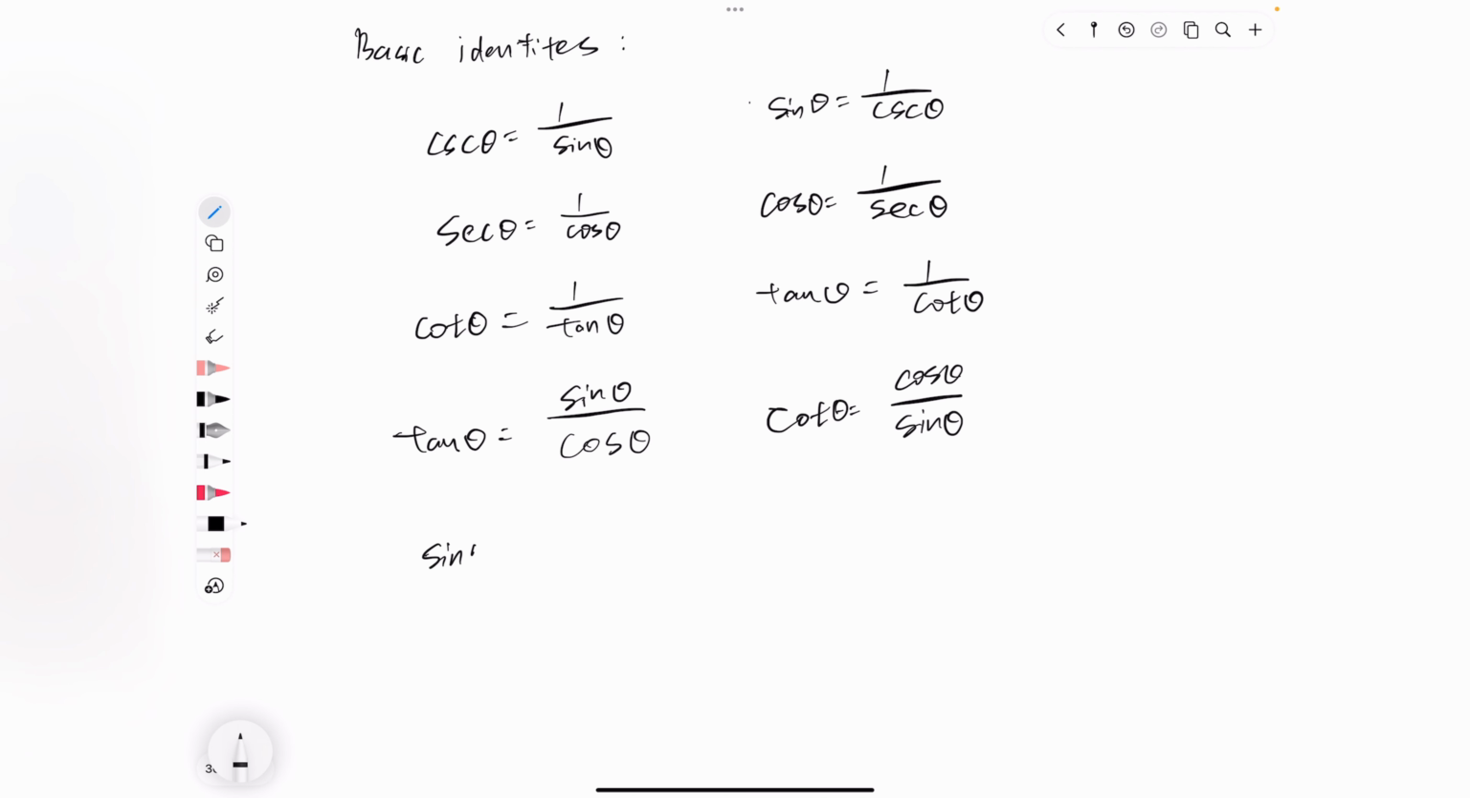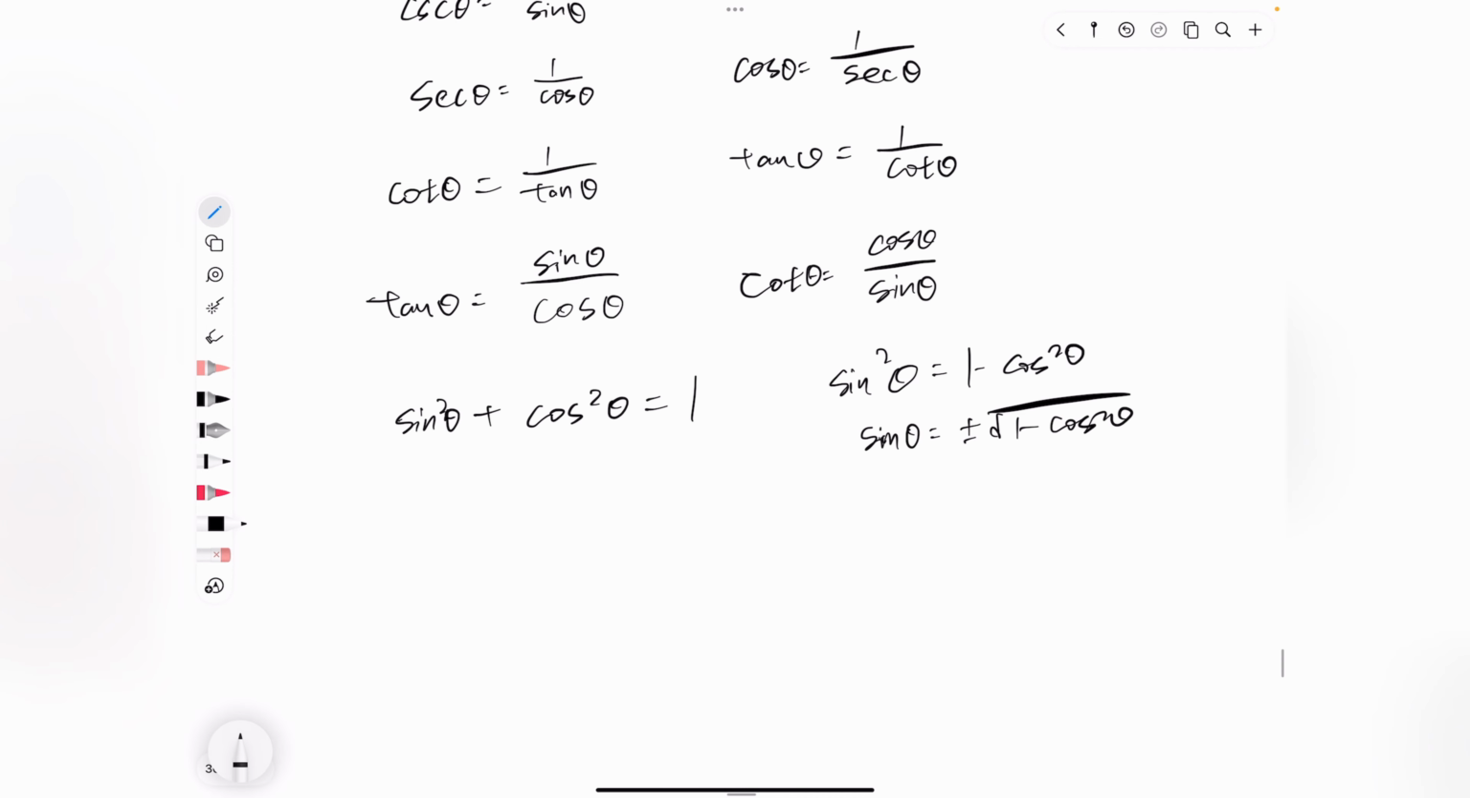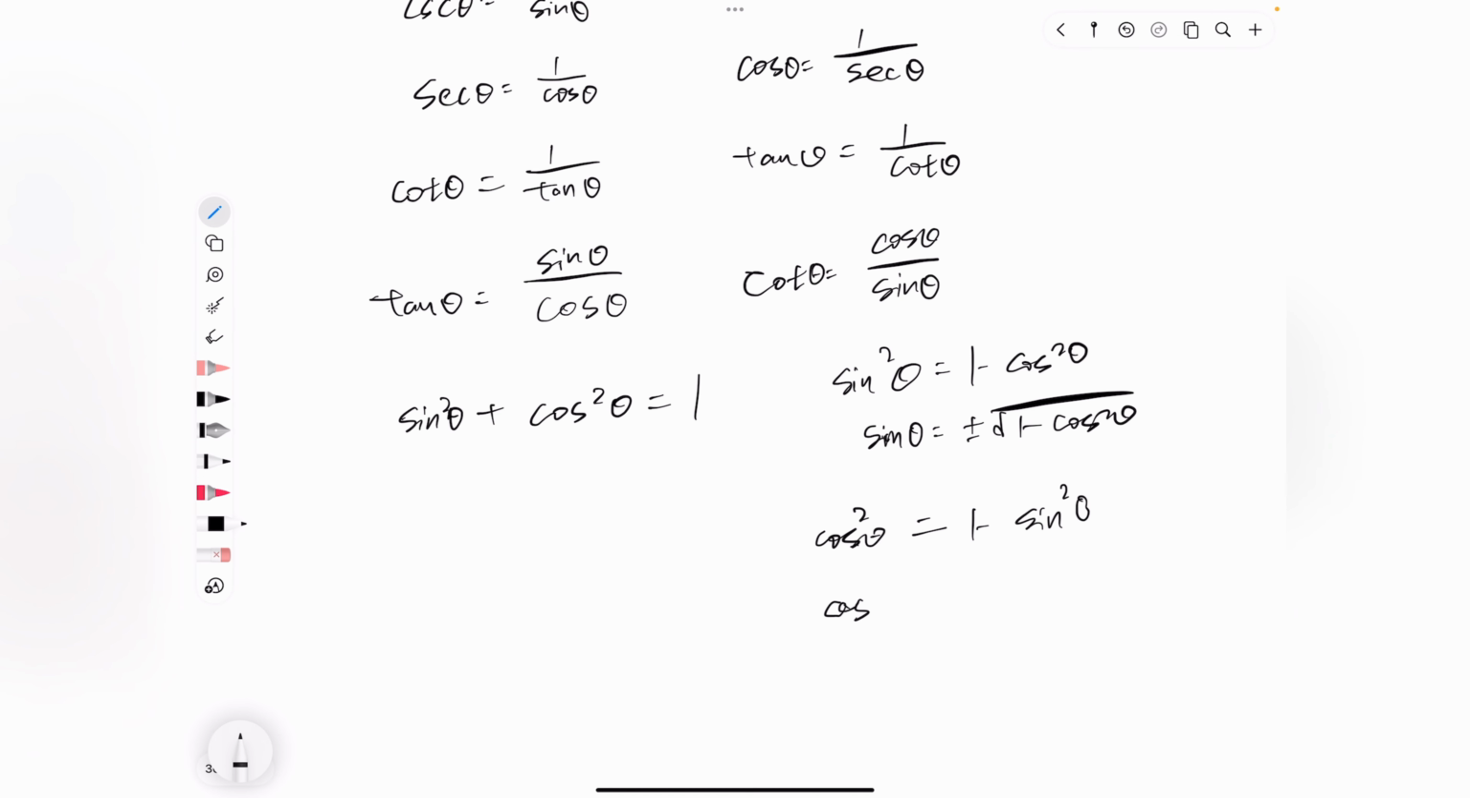We also have sine squared theta plus cosine squared theta equals 1. That will give us sine squared theta equals 1 minus cosine squared theta, and sine theta equals plus or minus the square root of 1 minus cosine squared theta. Same thing, we get cosine squared theta equals 1 minus sine squared theta, and cosine theta equals plus or minus the square root of 1 minus sine squared theta.